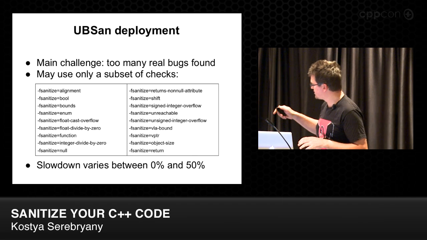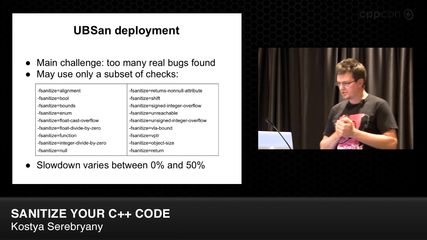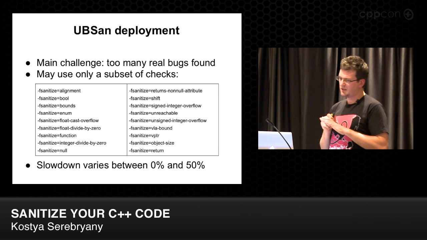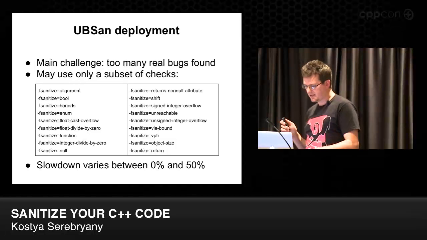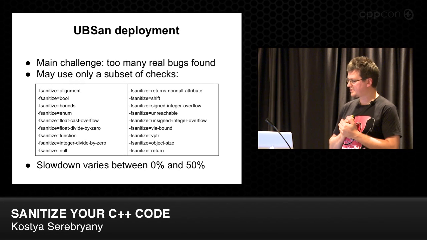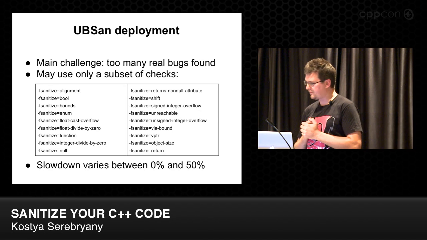And here is, I suppose, almost complete list of the checks. The tool is actually very simple. It doesn't use any tricks with shadow memory. It doesn't replace the allocator, etc. And it has very moderate slowdown. Typically between 0, you don't see it, and 1.5x.